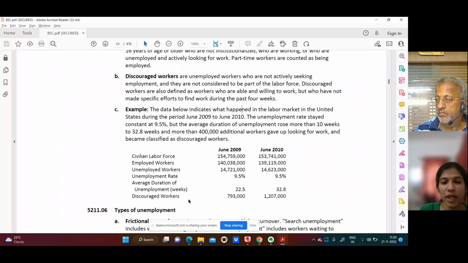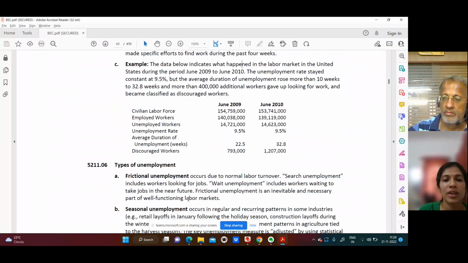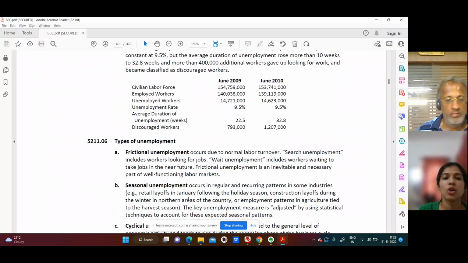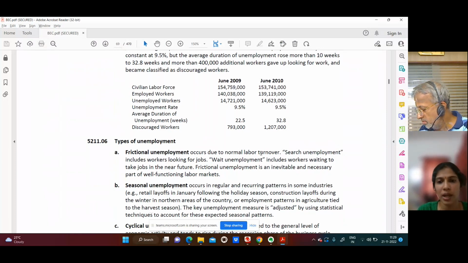Next we move on to types of unemployment. What are the different types of unemployment? Frictional unemployment is due to normal labor turnover. It means that you've been employed in the same company for a long time, and you want a job change, or you're looking out for a job which requires different skill sets. All that is part of your frictional unemployment. They're actually actively looking.